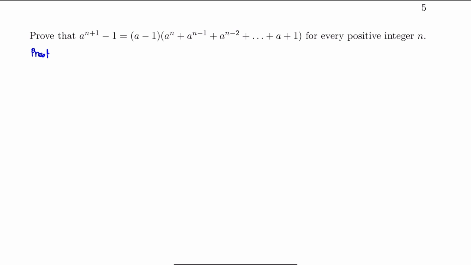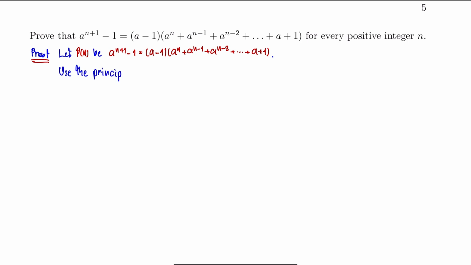The first thing we are going to do is to let P(n) be this equation: a to the n plus 1 minus 1 equals a minus 1 times a to the n plus a to the n minus 1 plus a to the n minus 2, and so on, all the way to a plus 1. Okay, and then we use the principle of mathematical induction.